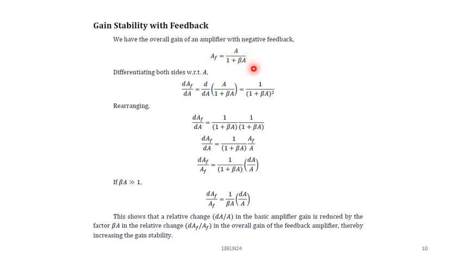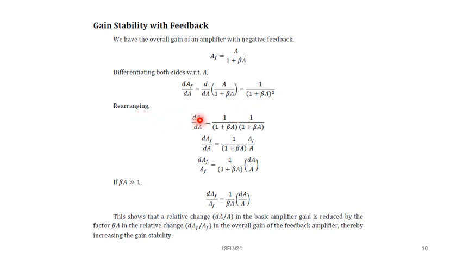To check the gain stability, I'll differentiate this equation with respect to A on both sides. So I'll get d by dA of AF is equal to d by dA of A divided by 1 plus beta into A. So the differentiation of this with respect to A will be 1 divided by 1 plus beta into A whole square.